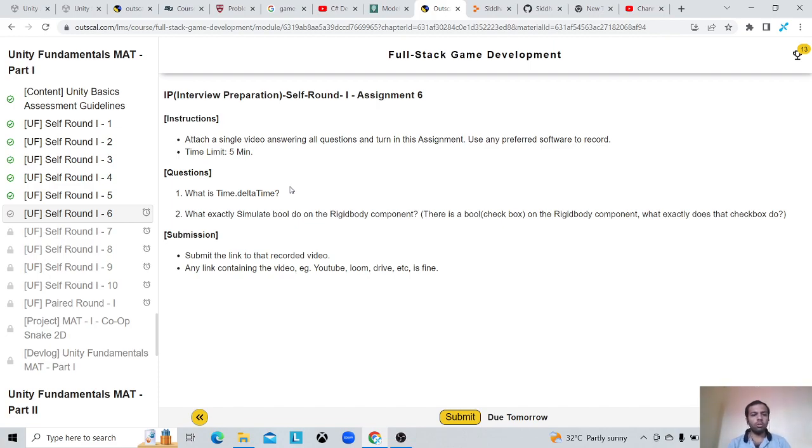So the first question is, what is Time.deltaTime? The answer would be Time.deltaTime is just a property that returns a floating value. It's the time, not in milliseconds but in seconds, between two frames. So the current frame and the last frame, what is the time difference between these two frames? That is Time.deltaTime.